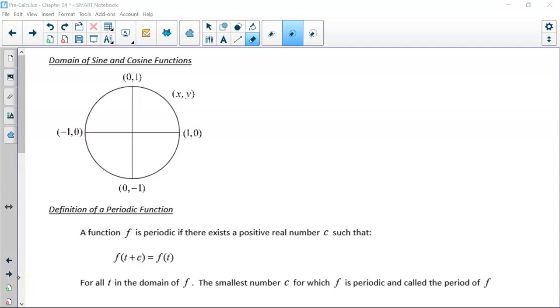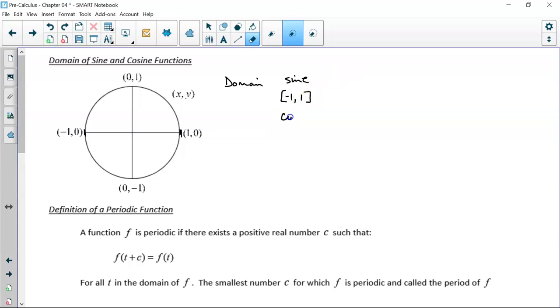Welcome back. We're going to be talking about section 4.2 again. We're talking about the domain of the sine and cosine functions. So for the domain of sine and for cosine, for sine, you can see our x-coordinates. We're going from -1 to 1. So our domain for sine is between -1 and 1 with brackets.